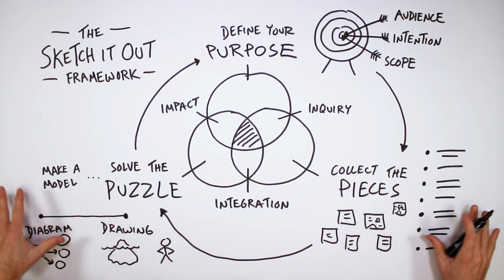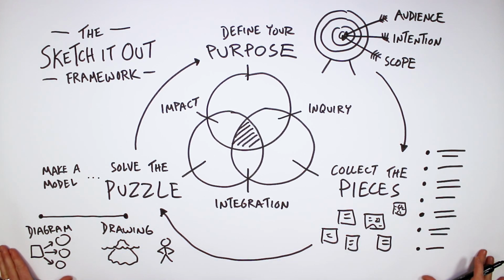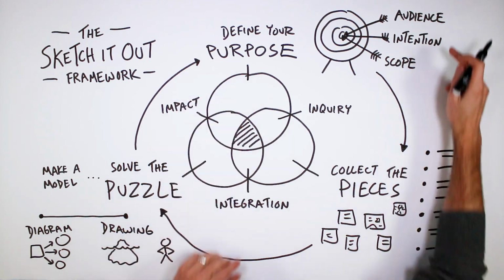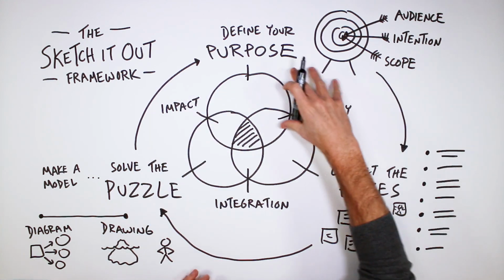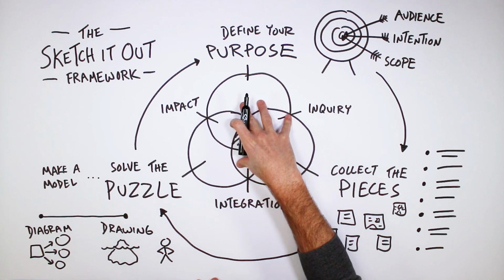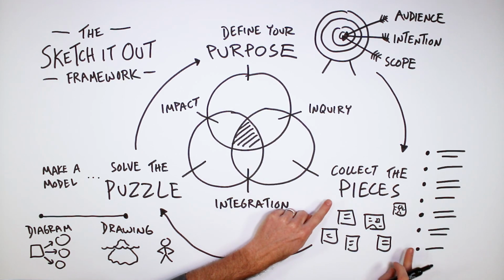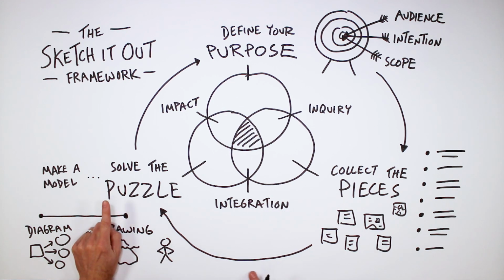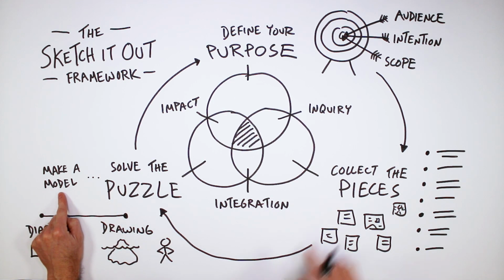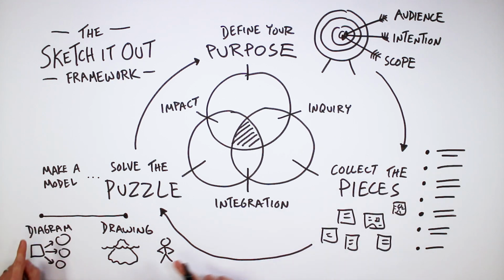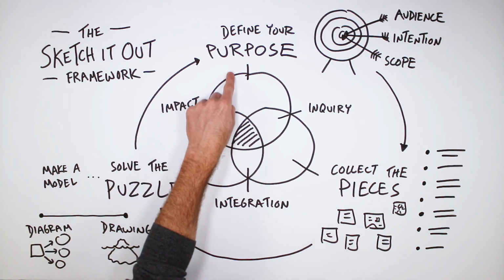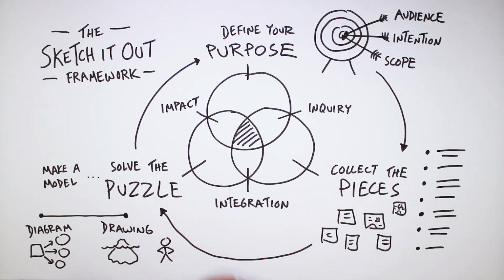So the next time you're working with a complex set of ideas, try following this process. Start by defining your purpose, identifying the audience, intention, and scope behind the work you're about to engage in. Then collect the pieces quickly, expansively. Don't get stuck in any individual drawing, just get all the ideas down, and then solve the puzzle. Make a model that brings together these pieces into a diagram or a drawing, and then put that model to use to see if it achieves the intended impact.